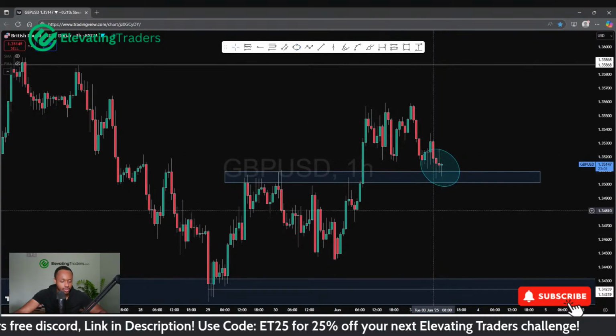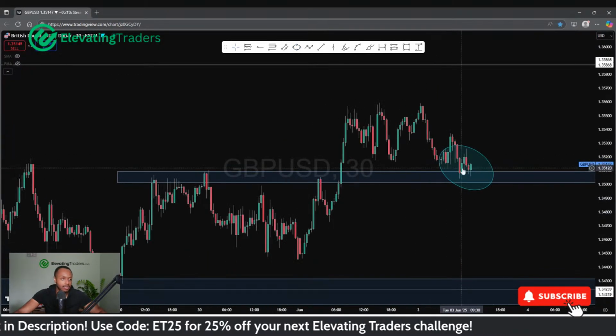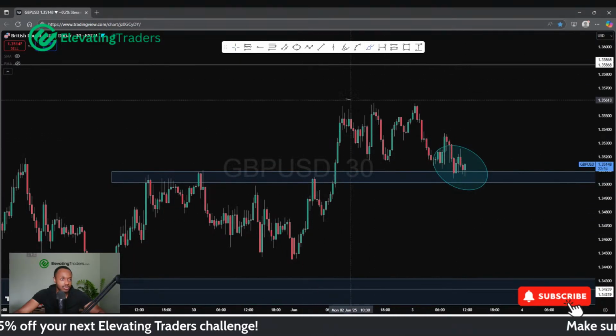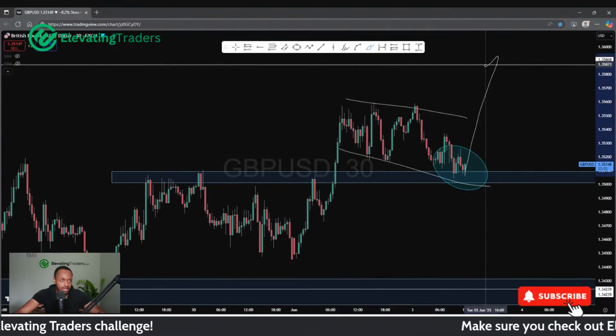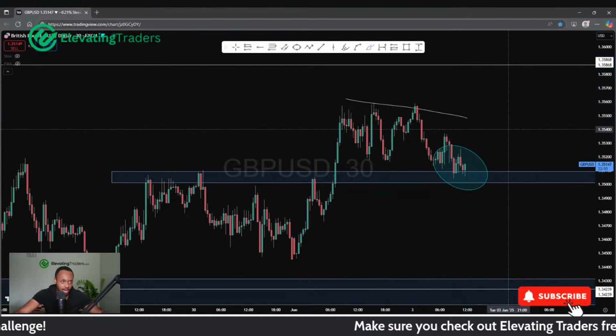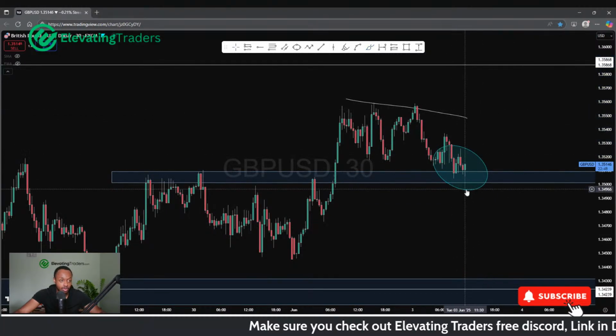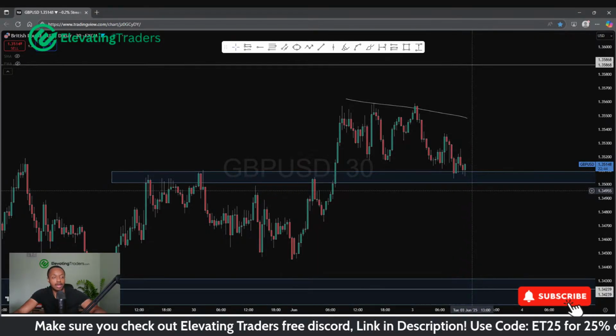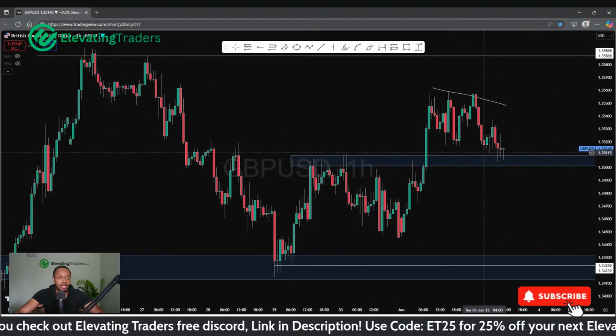Whether you're looking on the 30-minute or the hourly, I think this is a nice place for a buy. Basically, that's your impulse, this is your pullback. Now you're looking for price to continue to rip to the upside. And I feel like this is a nice place for that buy and a nice place to put your stop loss underneath as well.